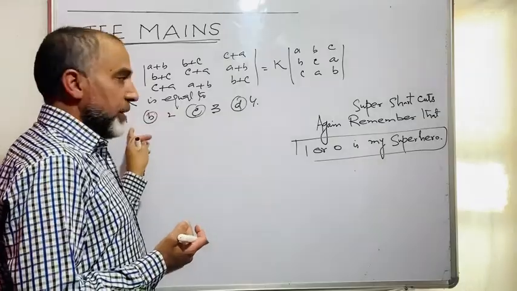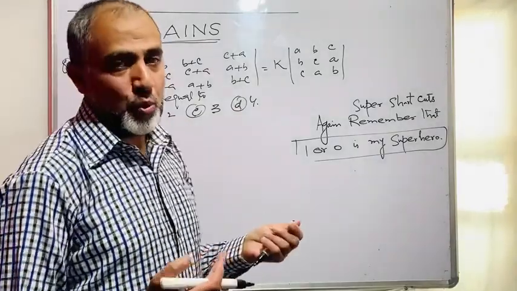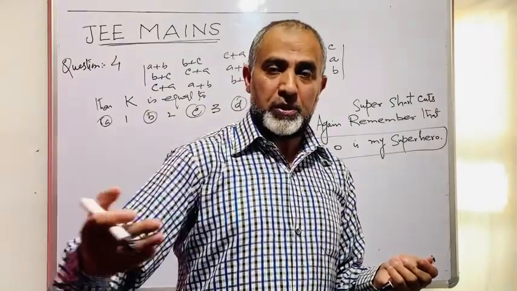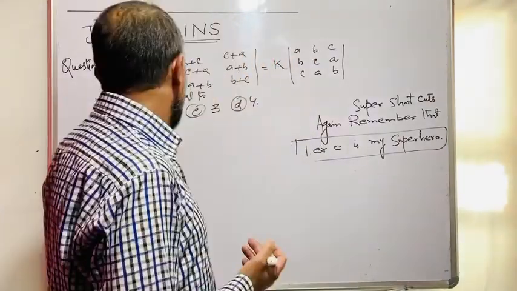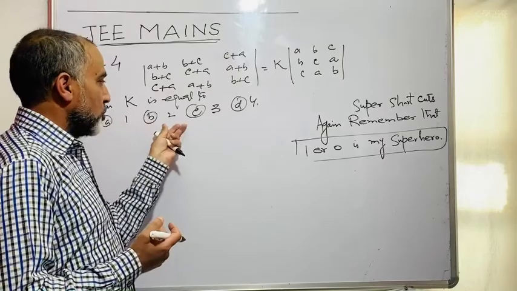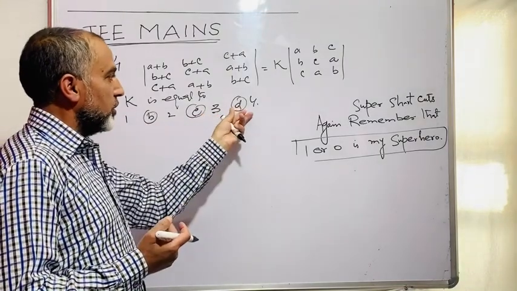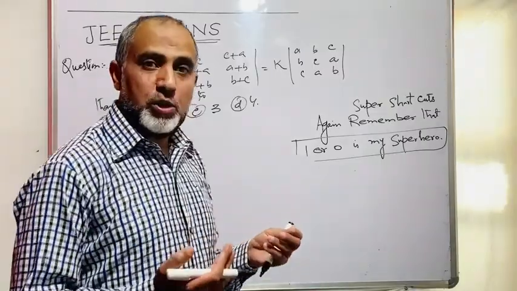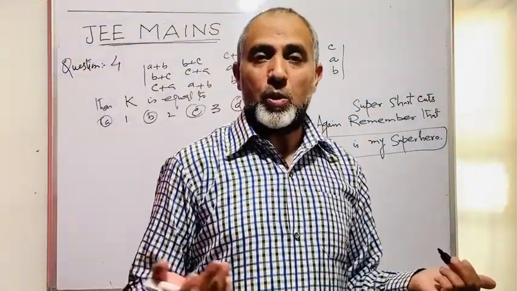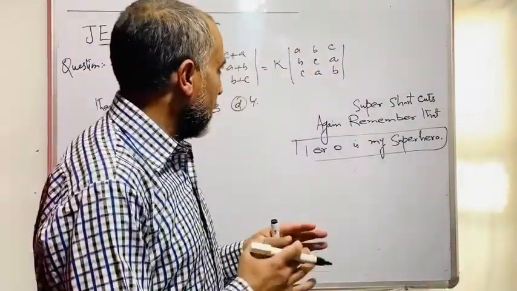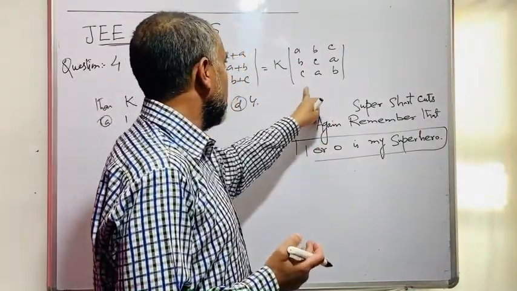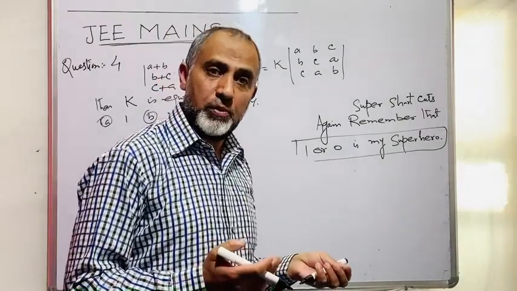And you are asked to determine what is the value of K? The four options are 1, 2, 3, 4, A, B, C, D respectively. First option is 1, second option is 2, third is 3, and the D option is 4. If such a question is asked in a board exam, it is a long question, so we would do it properly, use properties, reduce it, and finally get the value of K.